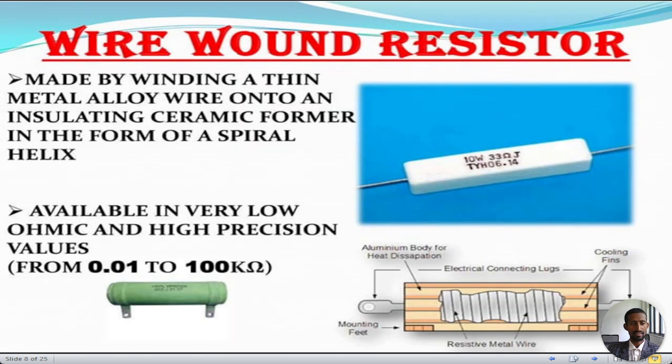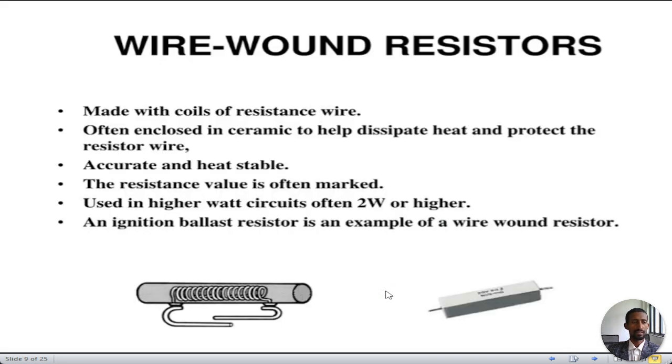Let's see. The first one is a wire wound resistor. As the name indicates, the wire is wound and it is made in a compact form to get some values of resistance. It is made with coils of resistance wire often enclosed in a ceramic to help dissipate heat and protect the resistive wire. As you remember, a resistor will resist the flow of current and it also dissipates energy in the form of heat. So to dissipate that heat, this ceramic will help keep these resistors accurate and heat stable. These were one type.